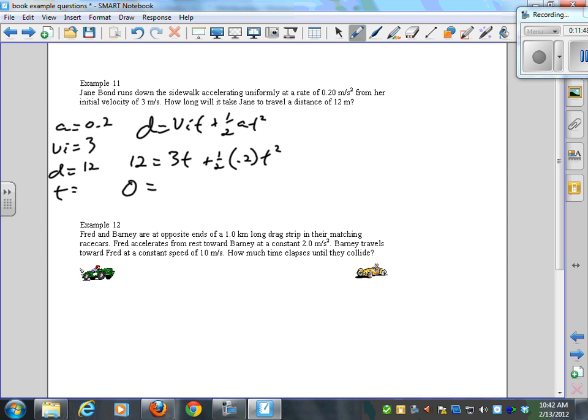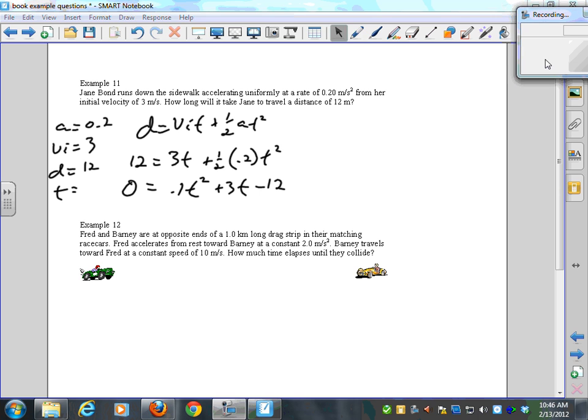Traditionally, you want to put it in the ax squared plus bx plus c order. So I'm going to write that as 1/2 of 0.2, or 0.1 t squared, plus 3t, plus 5.1 over half, because it's half of 0.2, and then it's going to be minus 12.